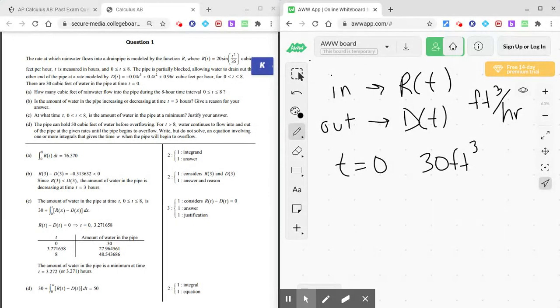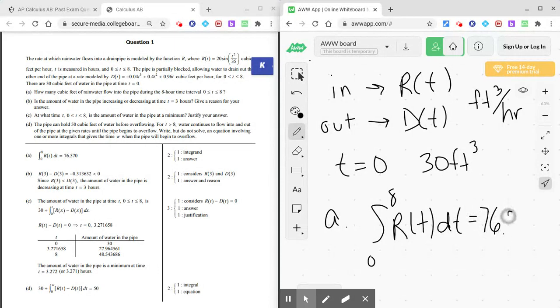A: how many cubic feet of rainwater flow into the drain pipe during the 8-hour time interval 0 to 8? You can see it there. I'm literally on my answer sheet going to write the integral from 0 to 8 of r of t, because it's the rate at which that water's flowing in, dt. I'm going to put that into my calculator, and I'm going to get 76.570. And that's all that I would need to write for A. They know what r of t is, so you can just write it as r of t.